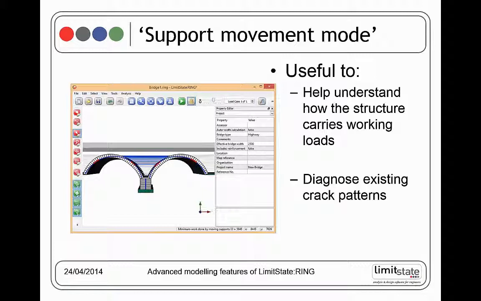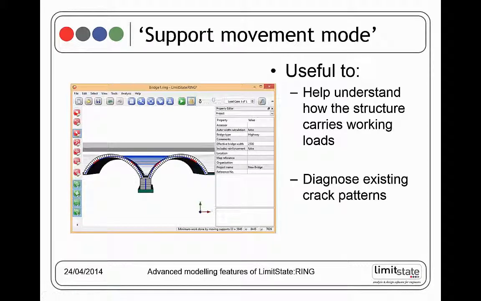So the so-called support movement mode is a feature which allows you to impose movements of any or all of the supports. And two key benefits. One is that it allows you to gain an understanding of how the structure is likely to be carrying working loads. Second main benefit is that you can use this mode to diagnose the likely causes of crack patterns.